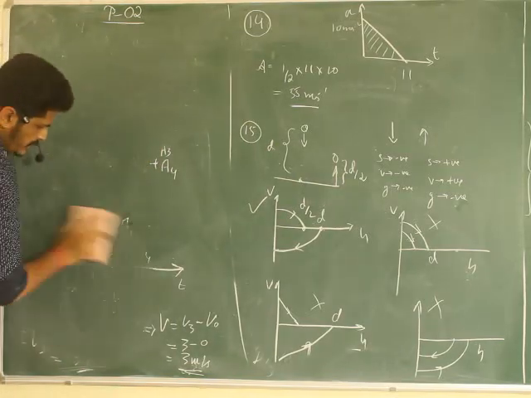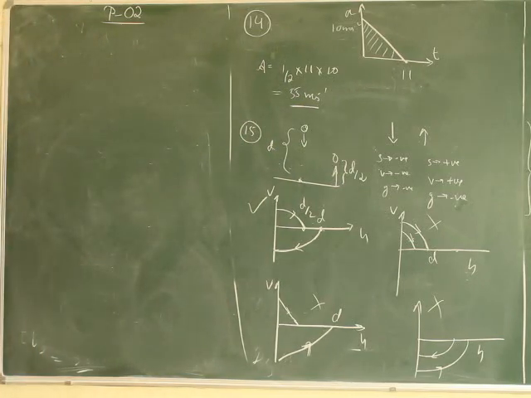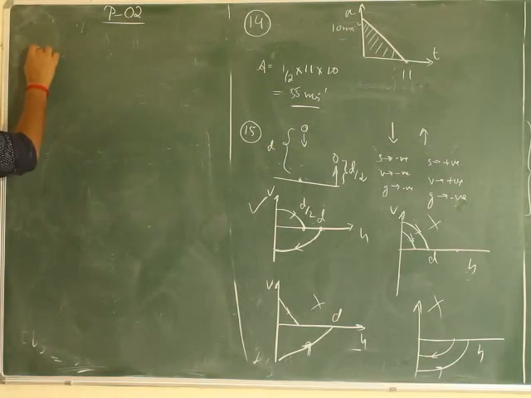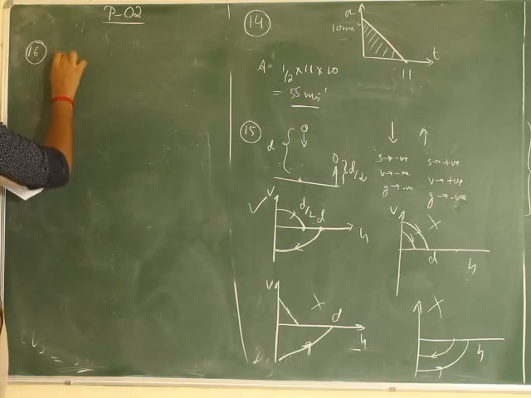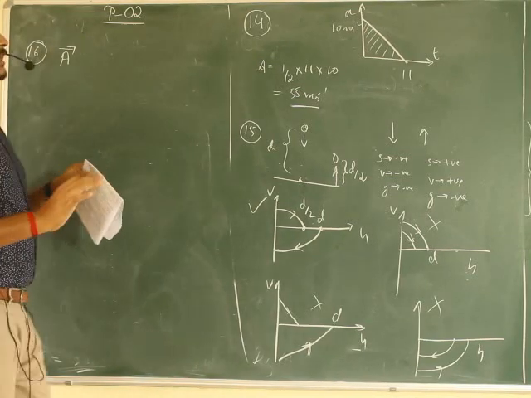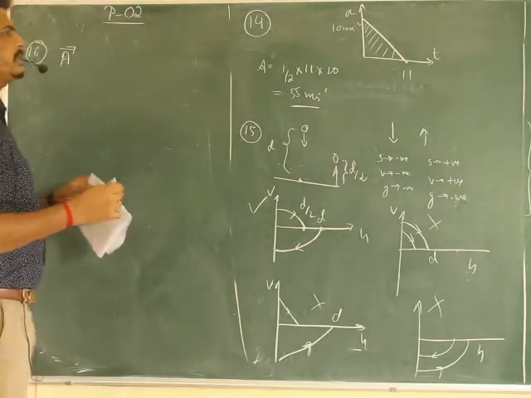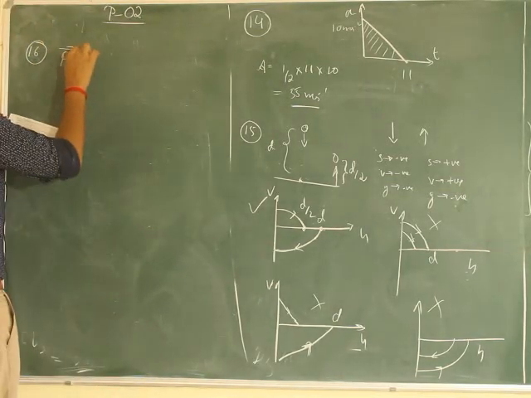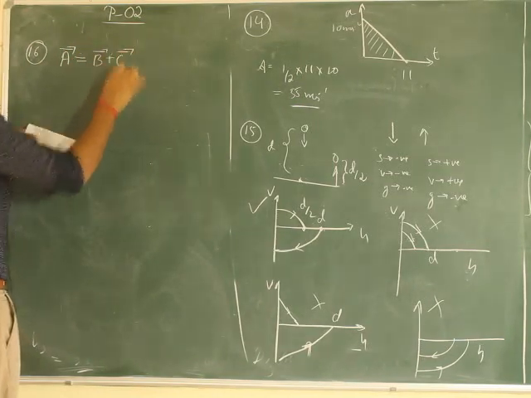The question number 16, let us see. Question number 16 is, if vector A is equal to B plus C. So question number 15, motion in one-dimensional concepts, we have discussed now. Let us go to the next concept, it is vectors. Some of the questions we'll discuss. So vector A is equal to vector B plus vector C.